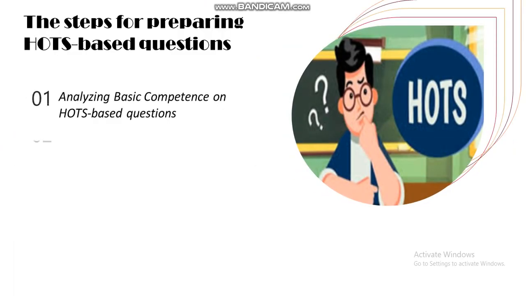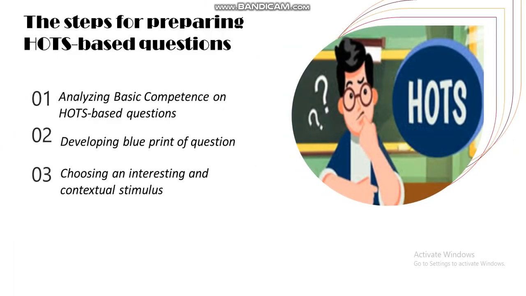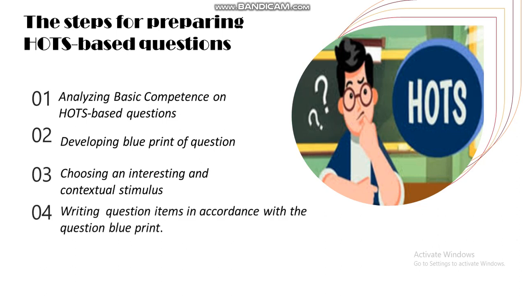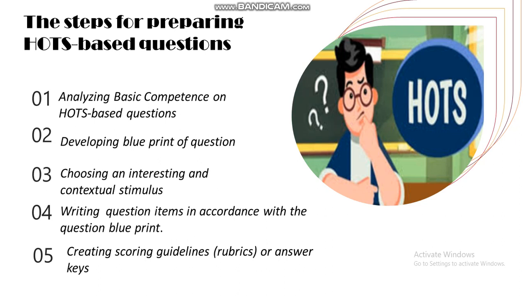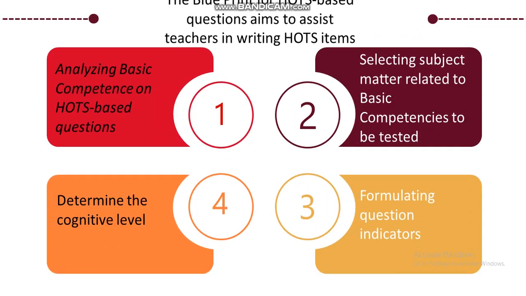The steps for preparing HOTS-based questions. The first is analyzing basic competence for HOTS-based questions. And the second, developing a blueprint of questions. The third is choosing an interesting and contextual stimulus. The fourth, writing question items in accordance with the question blueprint. And the last is creating scoring guidelines, or rubrics or answer keys. The blueprint of HOTS-based questions aims to assist teachers in writing HOTS items.